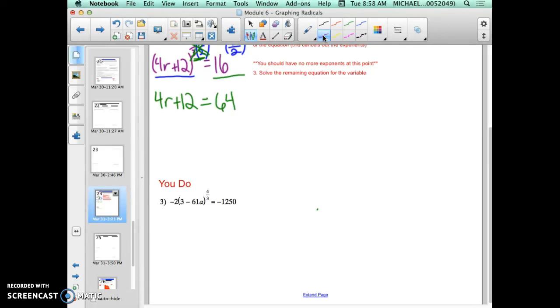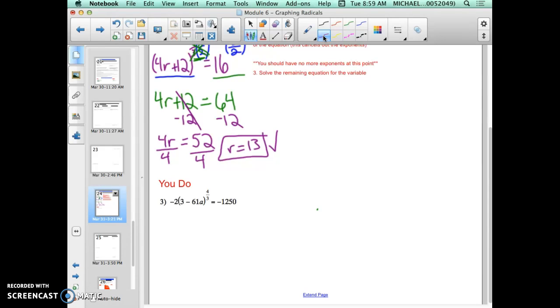Alright, the 12 is being added, so I have to subtract it from both sides. When I subtract it from the left side, the side of my variable, it cancels it out. So I'm left with 4r on my left side. Equals 64 minus 12 is 52. And then finally, that 4 and the r are being multiplied with each other, so I have to divide by 4. Divide by 4 on both sides. And I'm left with r equals 13. And I'm done. Alright. Step-by-step process.